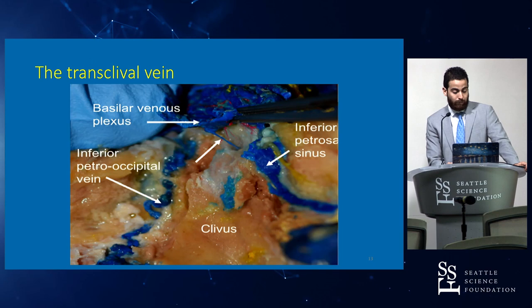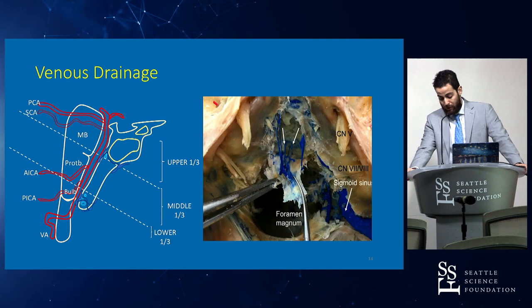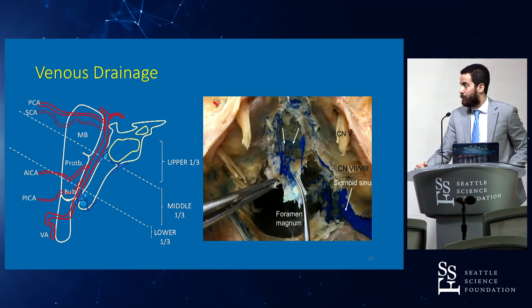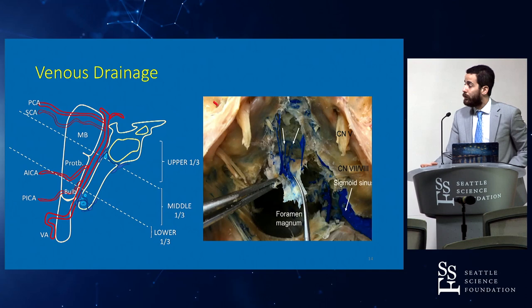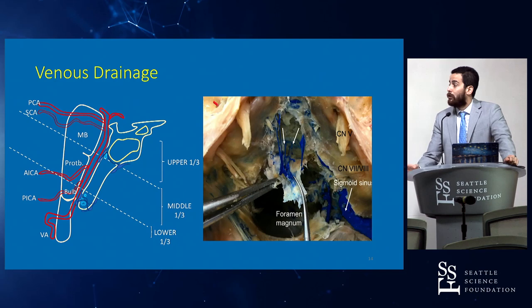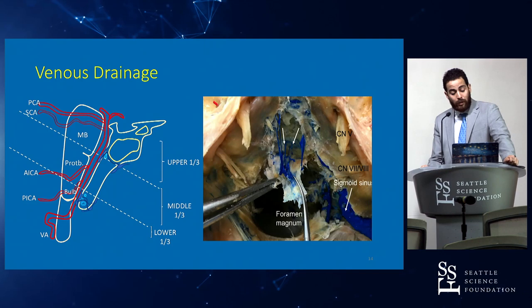Here, a better representation. We found that in 66% of the cases, they presented with these transclival veins, and we also found that 8 of these 10 cases presented with multiple transclival veins. But what we also found that was very interesting is that none of these transclival veins presented in the middle third of the clivus, as we can see on this diagram on the right. All of the transclival veins were found on the upper third and the lower third. We are not saying that these are the only locations where they can be seen, but in our study, these are the results that we had.